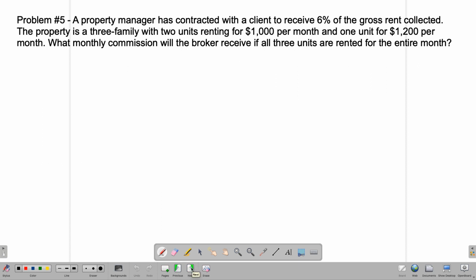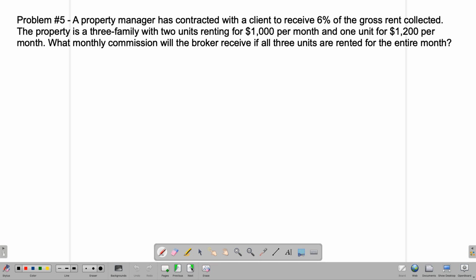Problem number 5. A property manager has contracted with the client to receive 6% of the gross rent collected. The property is a 3-family with 2 units renting for $1,000 per month and 1 unit for $1,200 per month. What monthly commission will the broker receive if all 3 units are rented for the entire month?